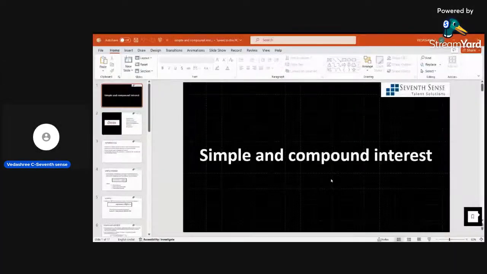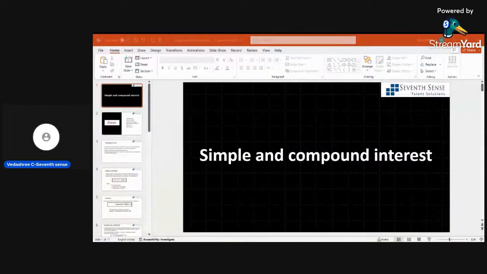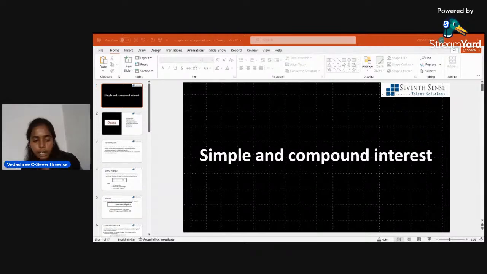So next, moving on to simple interest and compound interest. For calculating simple interest or compound interest, we have a formula.